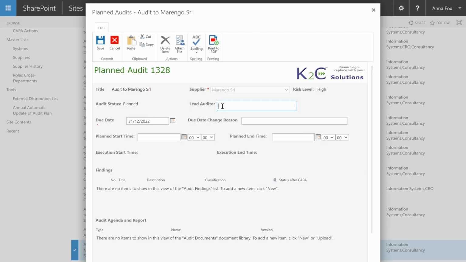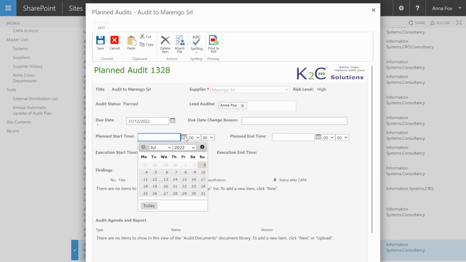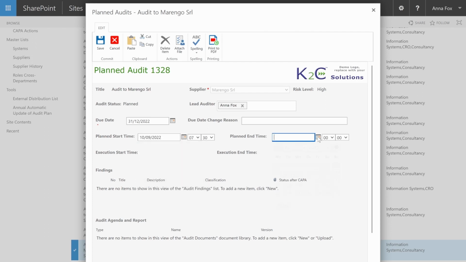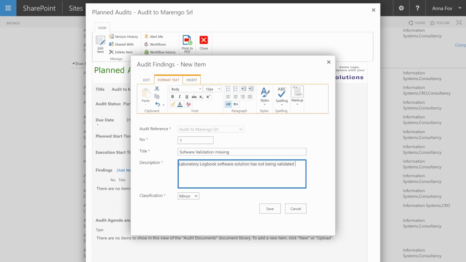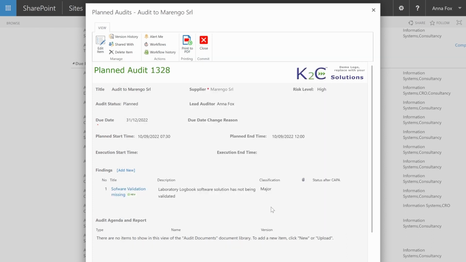Each audit can be assigned to an auditor, internal or external, and can be managed online entering the exact planned dates. A due date corresponds to the end of each year. A planned date can be, for instance, 10 September 2022. The auditor can create online the audit agenda using a predefined template. At the audit time, he or she can enter online the findings of the audit, then generate the audit report.